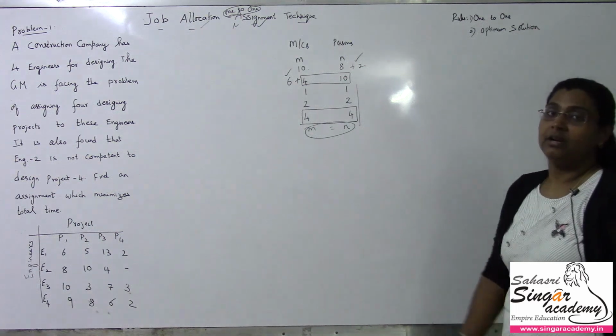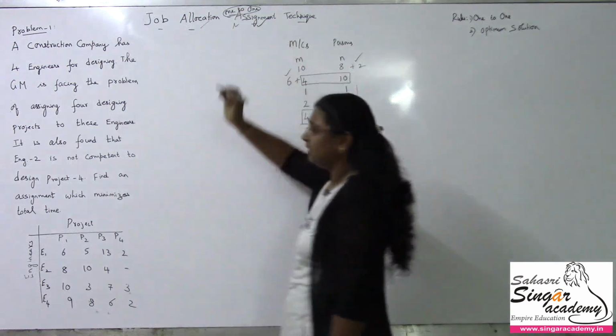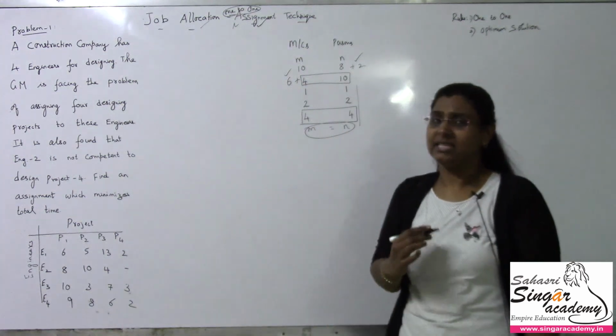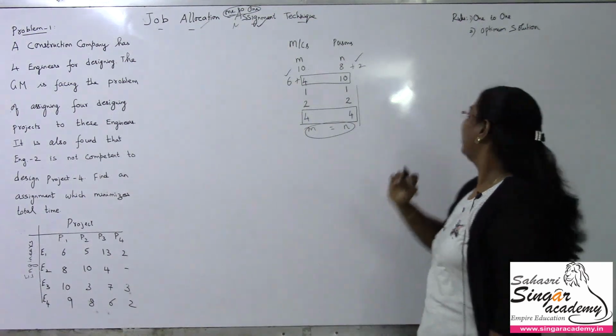Fine. Here, how can the assignment technique be done? Mr. Hungarian, a mathematician, has given us a technique which is called the Hungarian method.